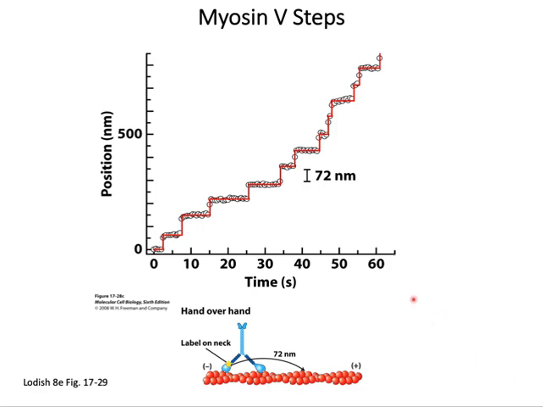So the data is shown here. Along the x-axis is time in seconds. Along the y-axis is the position of the myosin molecule in nanometers. And you can see that the average step distance is approximately 72 nanometers, which supports the hand-over-hand model of myosin 5 movement. So it is thought that myosin with two heads, at least myosin 5, moves along the actin by walking, similar to the way we walk.